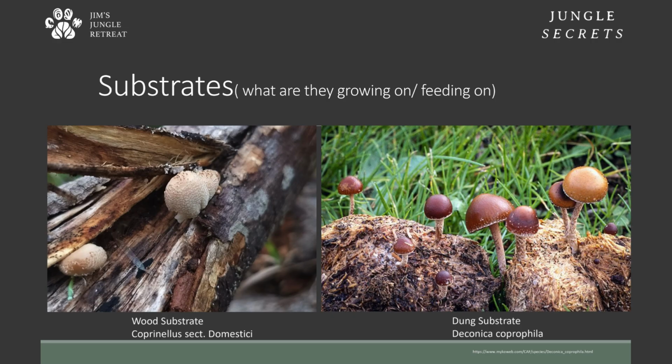But while we see what it is doing and where to find it, in terms of identifying it also, the thing it is growing on becomes very critical. There are mushrooms which grow on wood. There are dung substrate mushrooms, like Deconica coprophila, which grows on dung. These are possibly elephant dung that it is growing on. So there are dung lovers, and there are wood substrate lovers, which are called wood lovers.